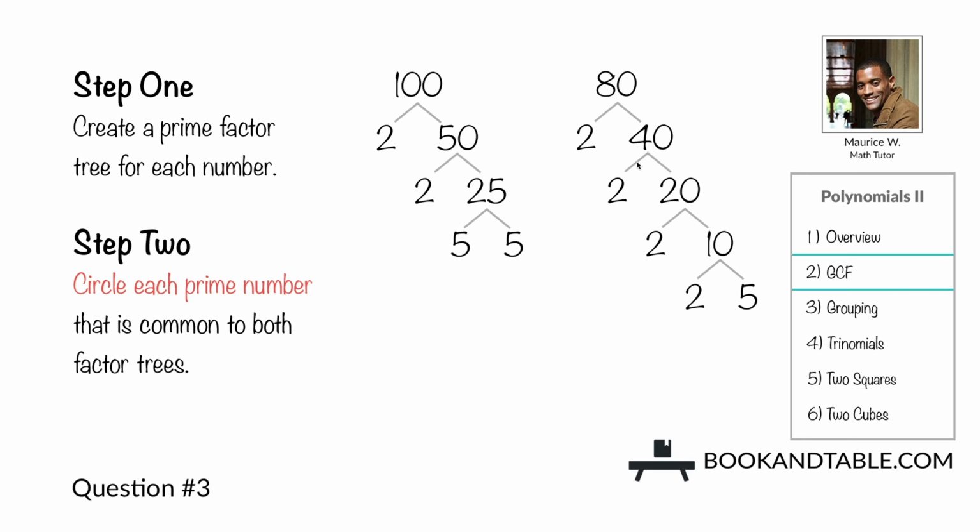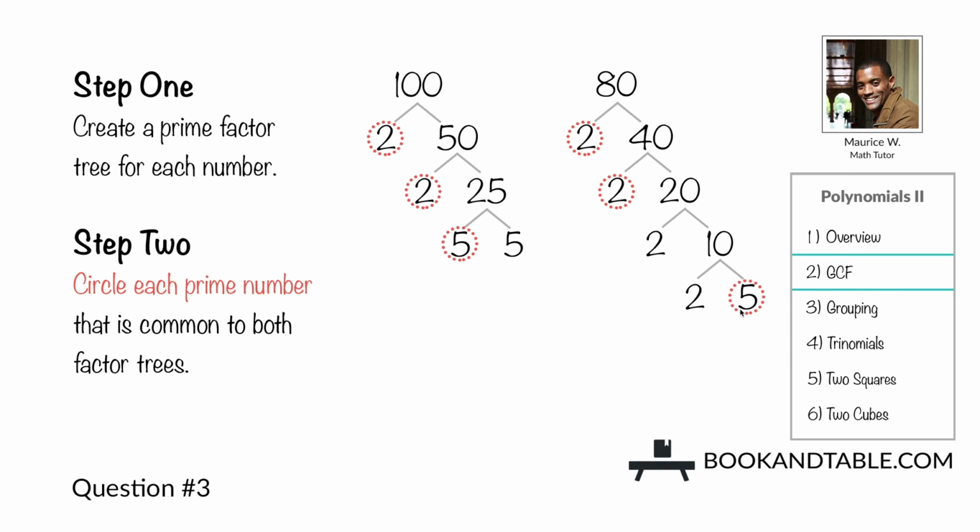40 is even, so you can divide it by 2, giving you 2 times 20. 20 is even, so you can divide it by 2, giving you 2 times 10. 10 is even, so you can divide it by 2, giving you 2 times 5. And now we've completed this factor tree as well.